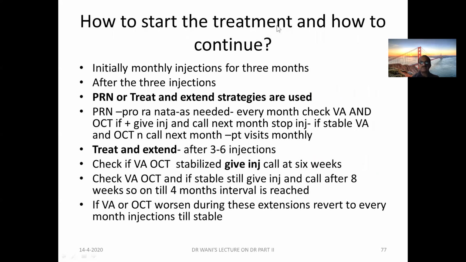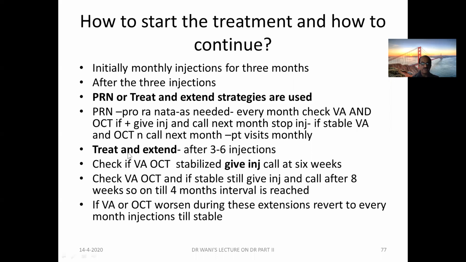Now, how do you start the treatment with anti-VEGF and how long do you continue? When we diagnose DME, we start injections every month for 3 months. After 3 injections, we have 2 options, either PRN or treat and extend. What is PRN? Pro re nata. This is, I think, a Roman or Latin phrase. It means as needed. So every month we check the patient for visual acuity and OCT, and if there is a change, meaning it has increased, we give an injection and call next month. We may stop injections in any month: when the patient comes, if the vision is good and the OCT is stabilized, then we call him next month. If it has worsened, we again start injection. So that is called as needed. But the patient has to visit the clinic every month.